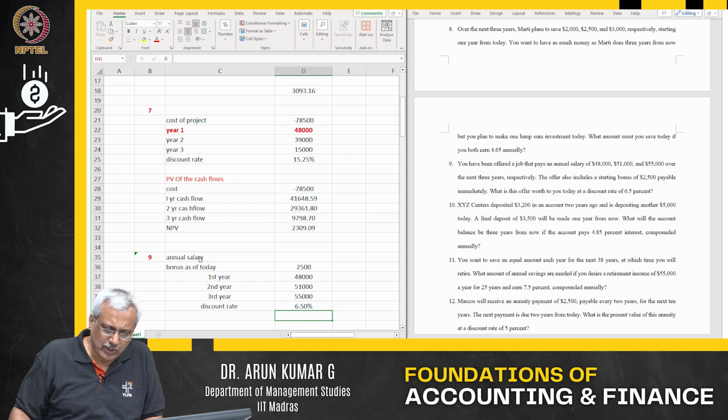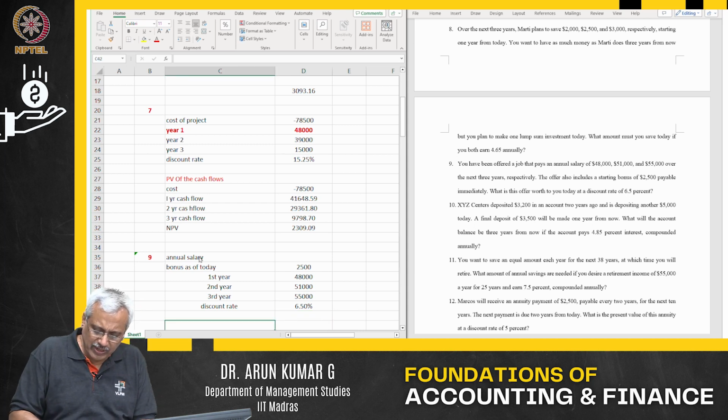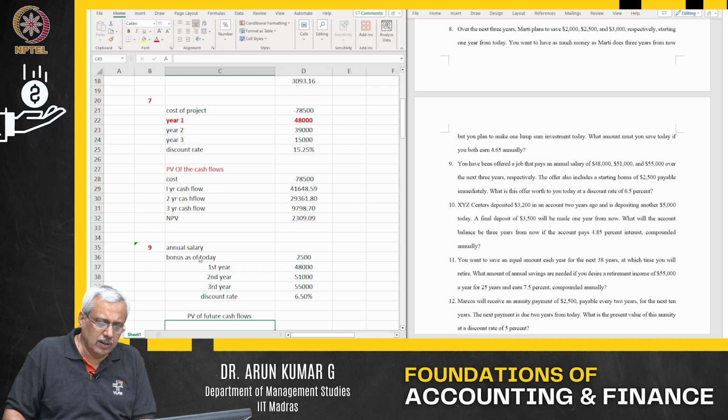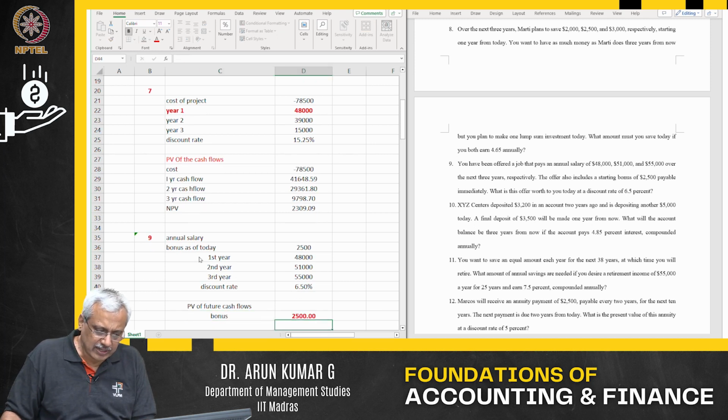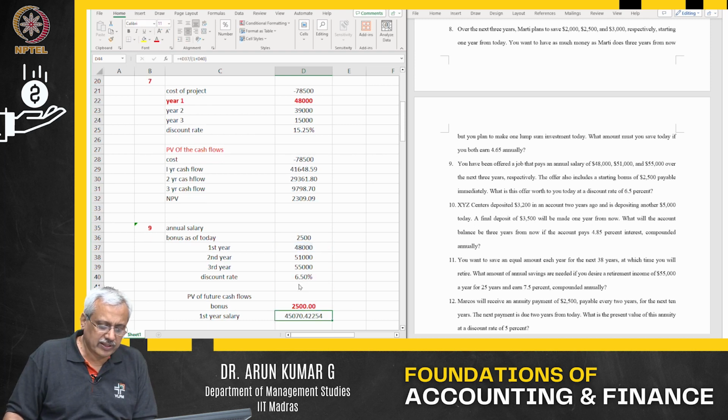So, what is the offer worth as of today? Let us look at what we have to do. We have to find the present value of future cash flows. The bonus remains the same at 2,500 because it is the present value, because you are getting paid today. Next, the first year salary: 48,000 divided by 1 plus 6.5%. It is worth about 45,000.